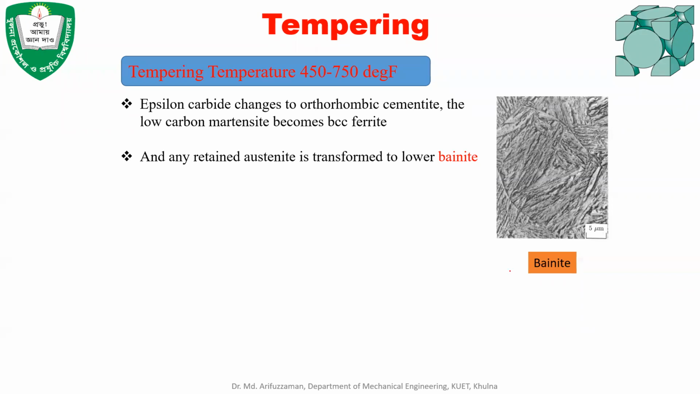cementite. And the structure that is formed is no more martensite. The structure will be called bainite. That is called lower bainite. It's a kind of plate like structure. This is different from those needle like structures. Okay, and this is the structure that has been formed because of the tempering at 450 to 700 degrees Fahrenheit.